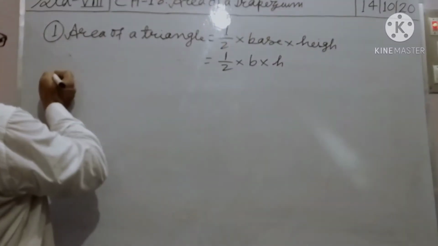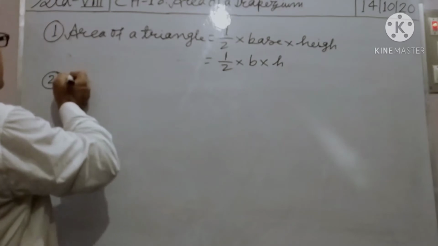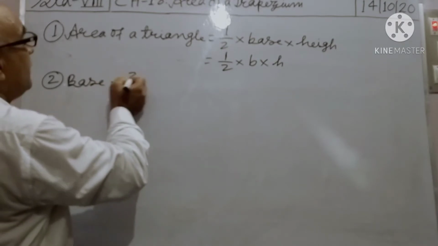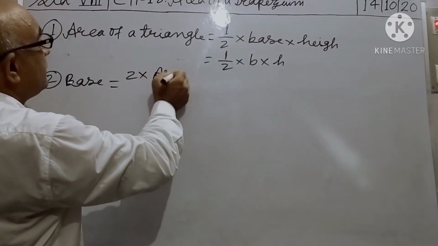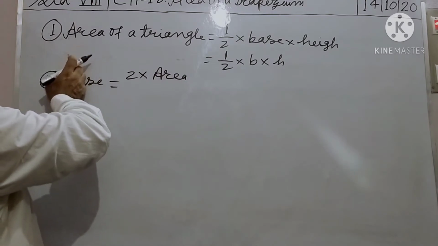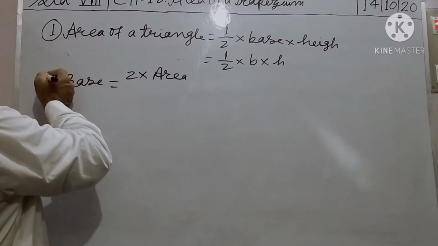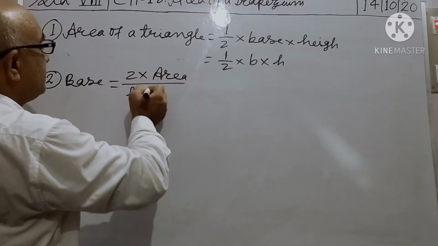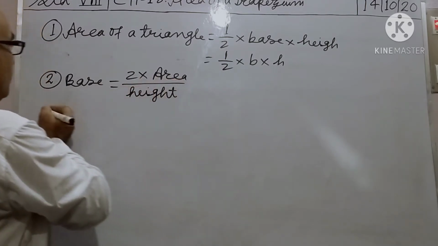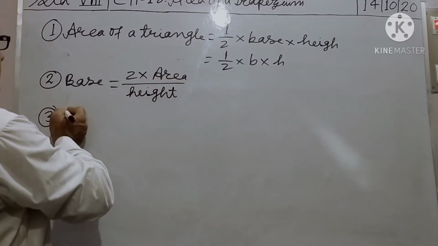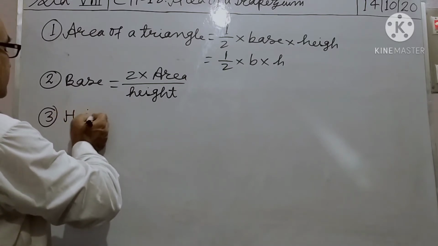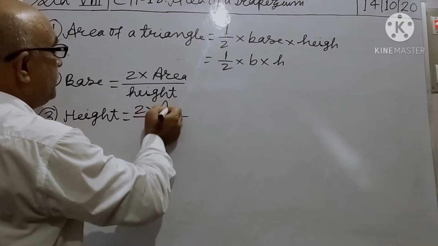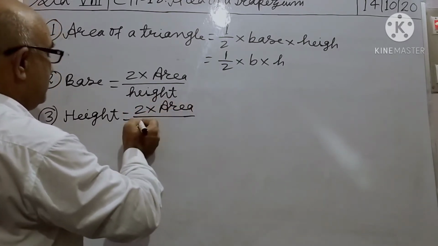From this formula, formula number 2: base of a triangle equals 2 into area by height. Formula number 3: height of a triangle equals 2 into area of a triangle by base.